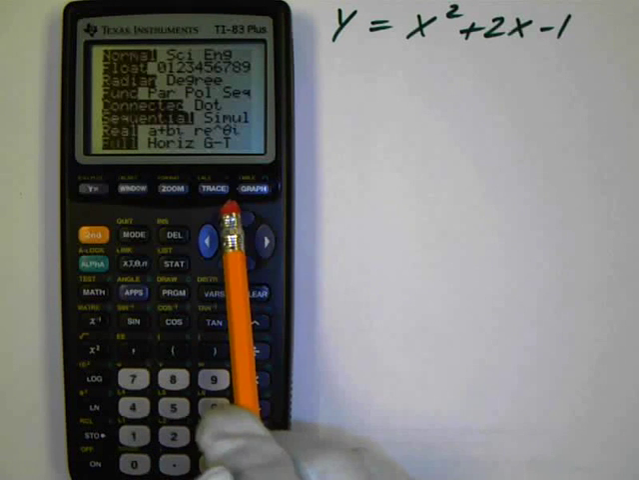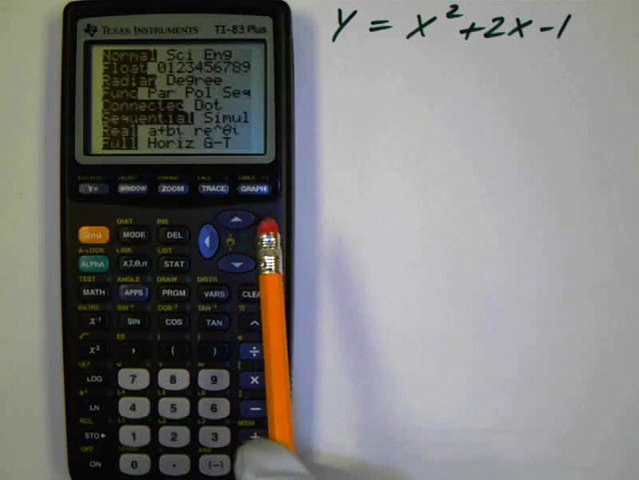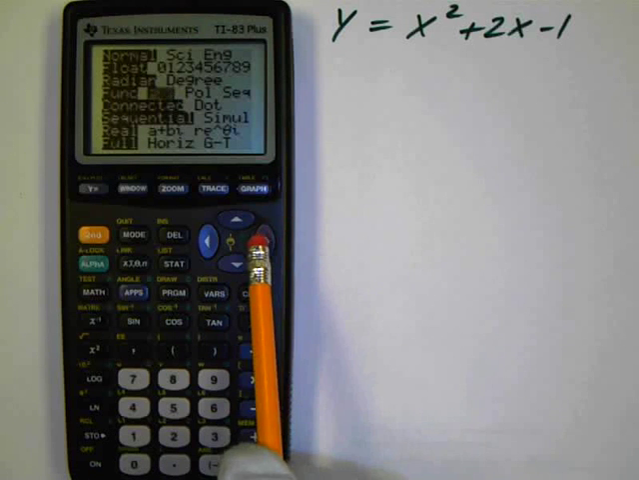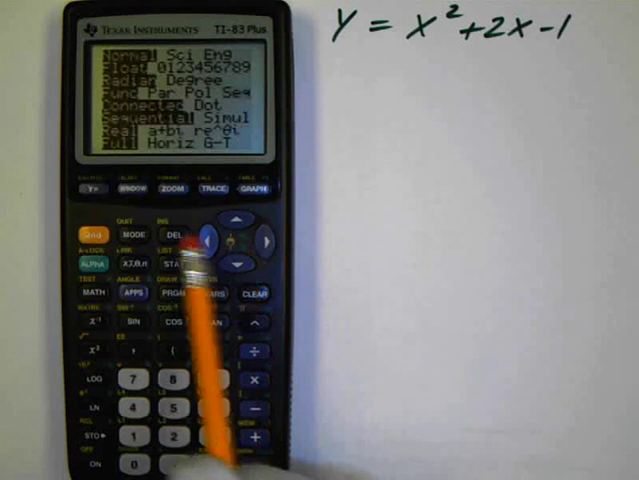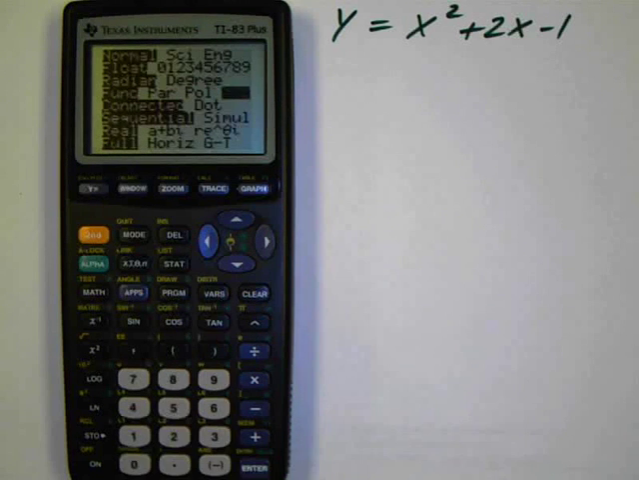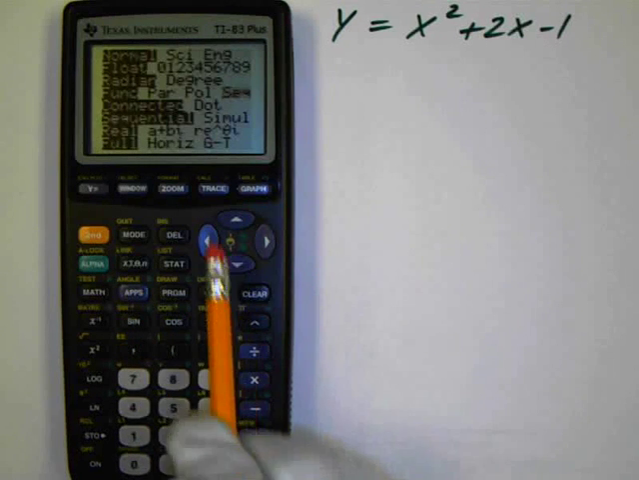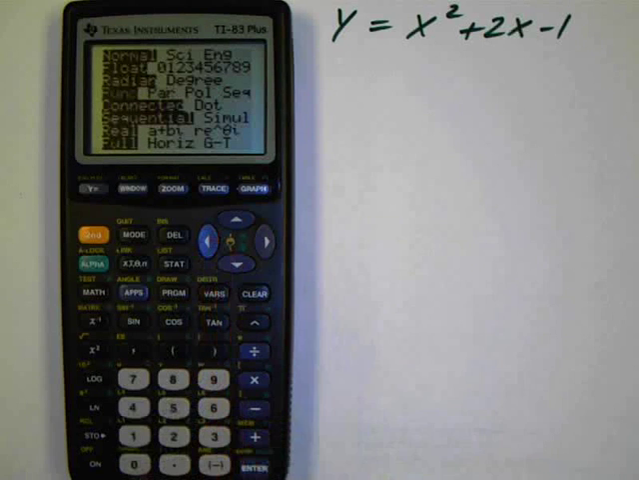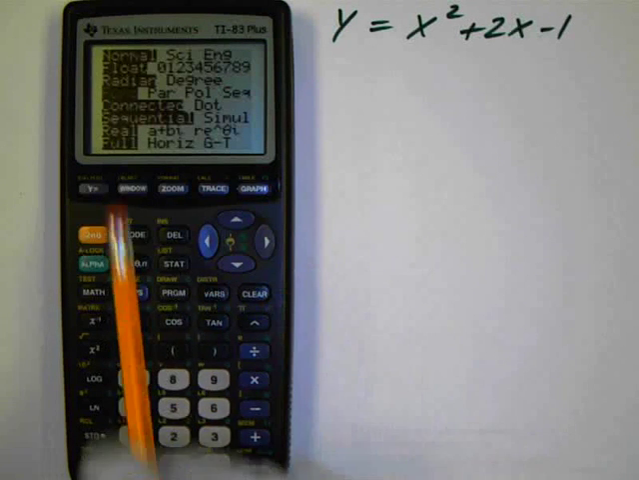And our mode as far as the function will be function. This is the parametric mode, this is the polar mode, and this is sequential. That's why we have these possibilities as x, t, theta, and n. T is for parametric equations, theta is for polar equations, and n will come into play when we're doing sequences. But we're just going to be doing functions in AB.